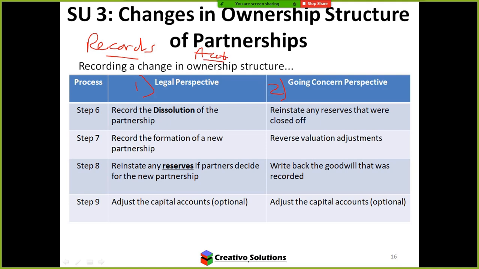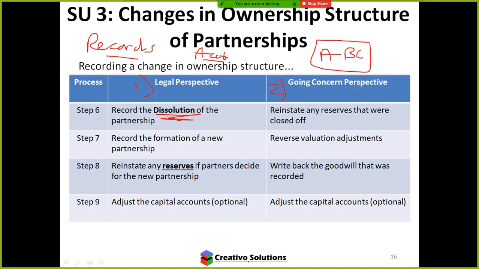That's all. So whether you're accounting for it like a dissolution or whether you're just reinstating and adjusting and creating a set of records that have A, B, and C, it's still the same thing. Whether you're buying in, the buying in is going to create either a legal perspective or a going concern perspective in terms of the accounting that needs to be processed.